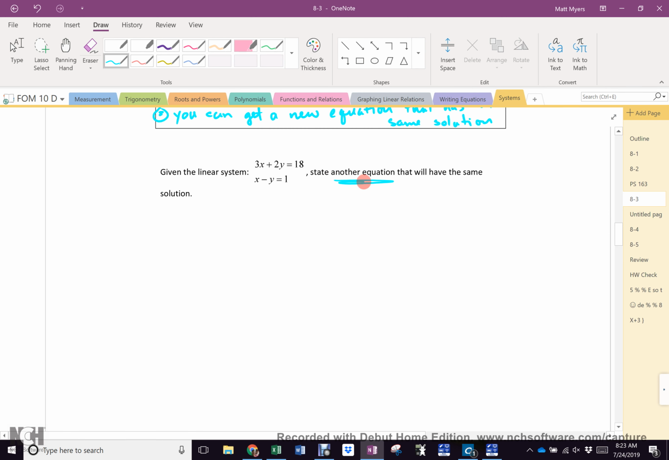Write another equation. There's two. I want a third equation that will have the same solution. Everybody's going to write an equation right now, and everybody's equation is going to be different. So everybody write one equation. You now know three things you can do to write a new equation here. Everybody do one of them.